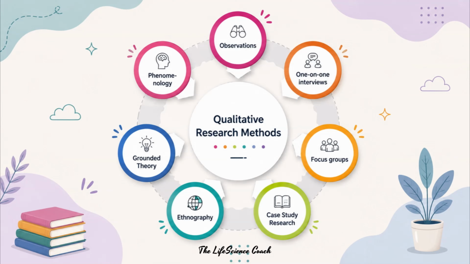Ethnography is a method where researchers spend time within a community or culture to understand people's lifestyles, traditions, and social interactions. Grounded theory focuses on developing new theories based on the information collected from participants and observations. Finally, phenomenology studies people's lived experiences and aims to understand how individuals experience and interpret certain events or situations in their lives. In simple words, qualitative research methods help researchers explore the human side of research by understanding thoughts, experiences, behaviors, and meanings in a detailed and meaningful way.